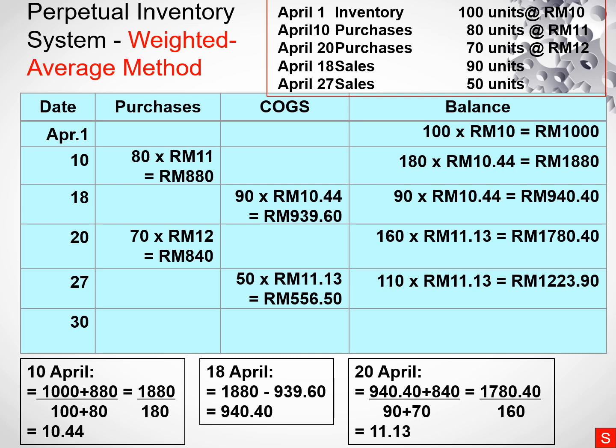So now the ending inventory balance in unit is 110, and the cost for ending inventory is 1223 and 90 cents. And cost of goods sold equals to 939 and 60 cents plus 556.50 equals to 1,496 and 10 cents.